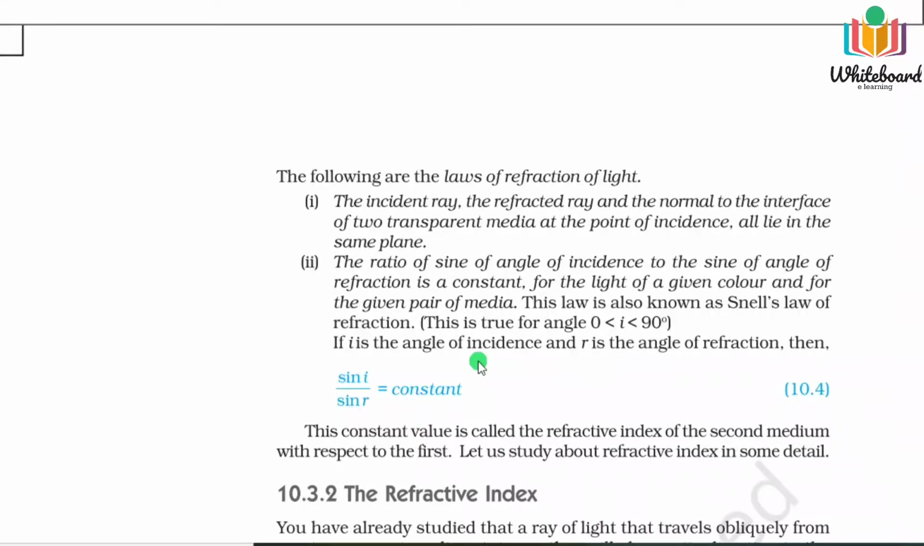Actually this means that for a particular color and a particular pair of media, so you have taken an air-glass interface, or a glass-air interface, or an air-water interface, or a water-air interface. If this is constant, so you have not altered the pair of media and you have not altered the color, then sin i by sin r will always be constant. So this is very important. This constant, we have finally understood, is nothing but the refractive index.